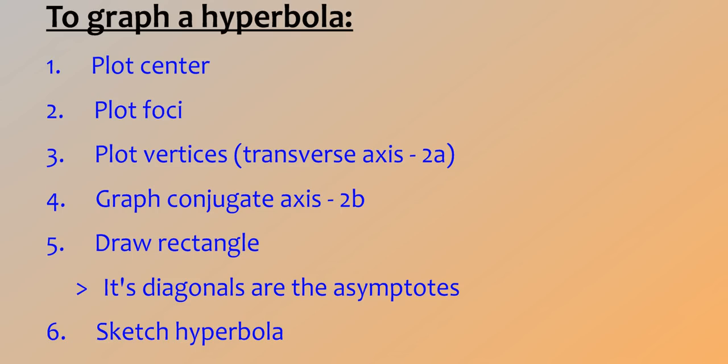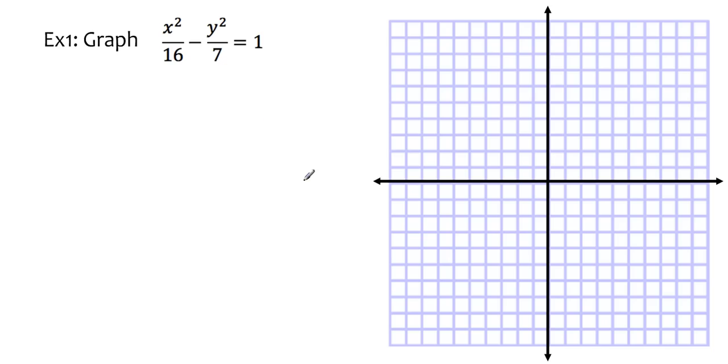So sketch in your asymptotes, which will give you guidelines for sketching your hyperbola. Now make sure that you know which quadrants to put your hyperbola in, whether it's opening left, right, or up, down. You can look at your equation for that, or where your vertices and foci are. All right, so example 1.